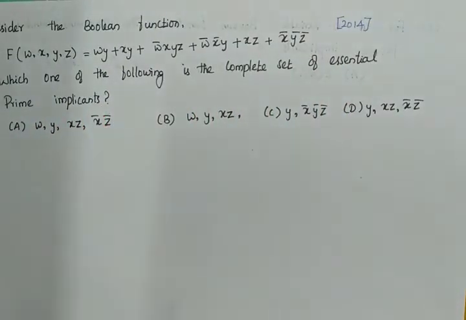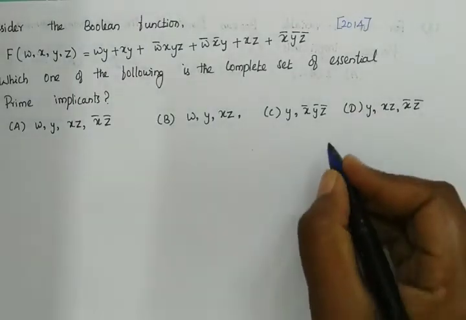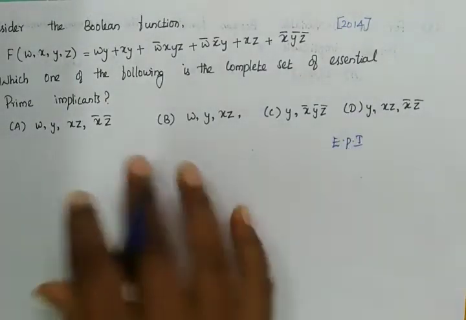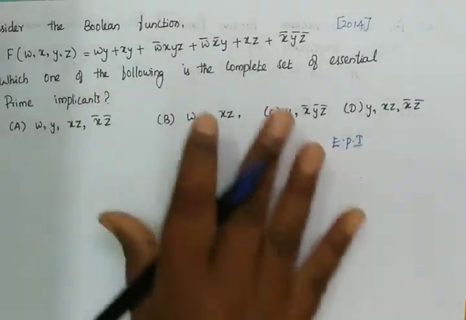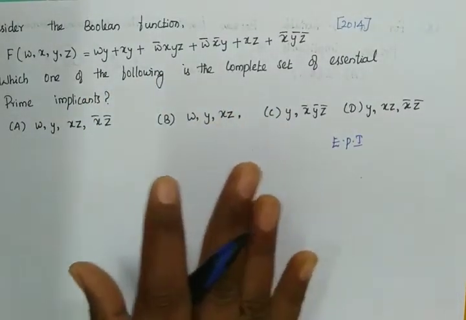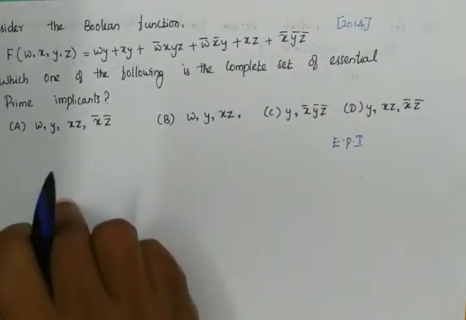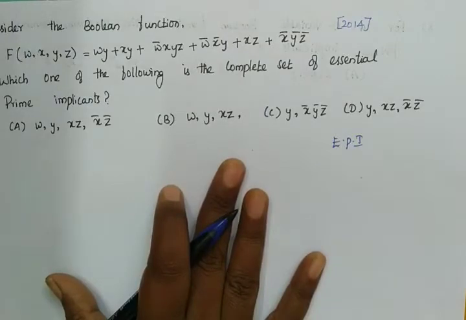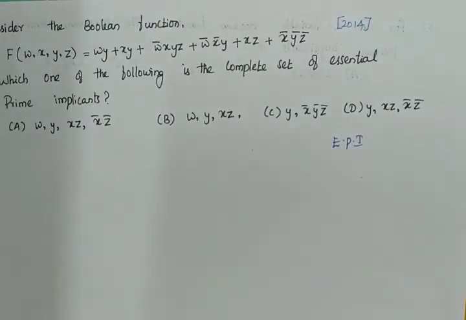Actually, you should know what an essential prime implicant is. If it is an essential prime implicant, then a one will be grouped only in that one prime implicant. Actually, if we group a K-map, every one should be grouped at least once. Then that is called an essential prime implicant. Now I will show it in one minute.